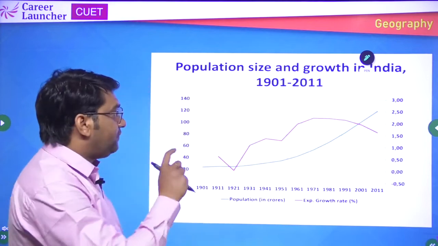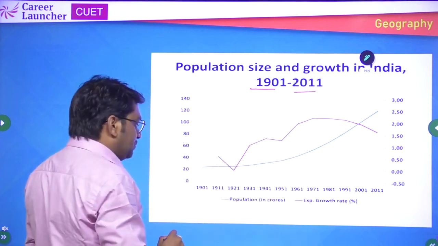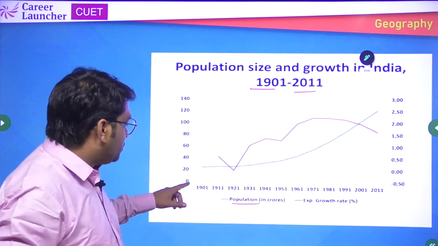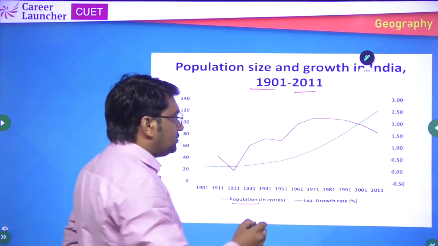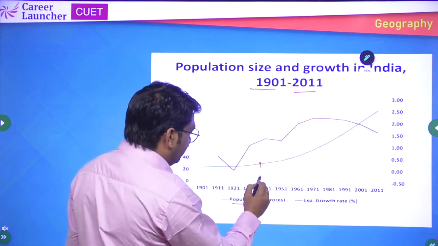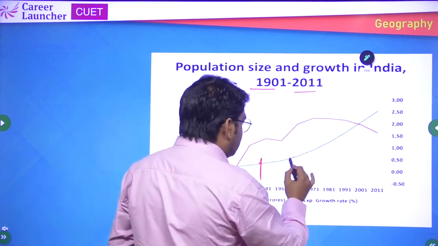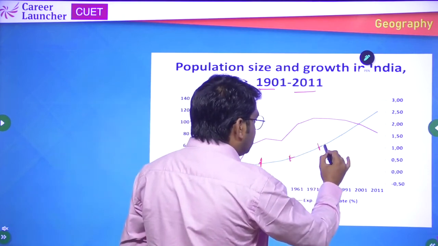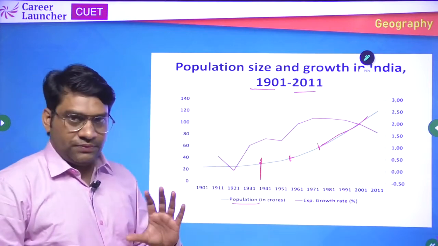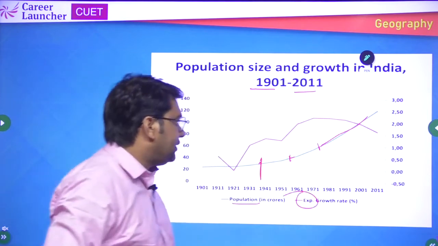This is a graph between 1901 and 2011. The blue line indicates the population of India, which further increases from 1901 to 2011. See how it was little bit constant at first, then it started to rise, and further it rises sharply from 1981. And this one is called the exponential growth rate, in percentage terms.